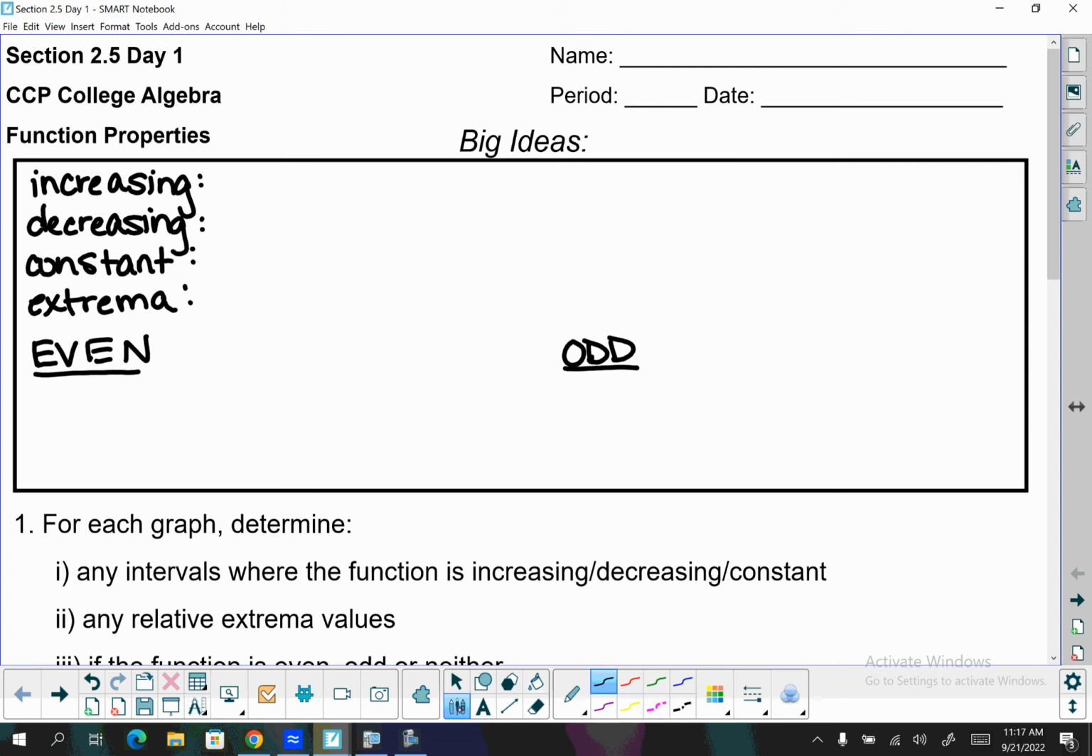Everything's not a line though. So in general, we say that part of a function that's increasing is where the graph is going up. And we always, always, always read a graph like we read a book, from left to right. The part of the graph that is decreasing is the part that is going down from left to right.